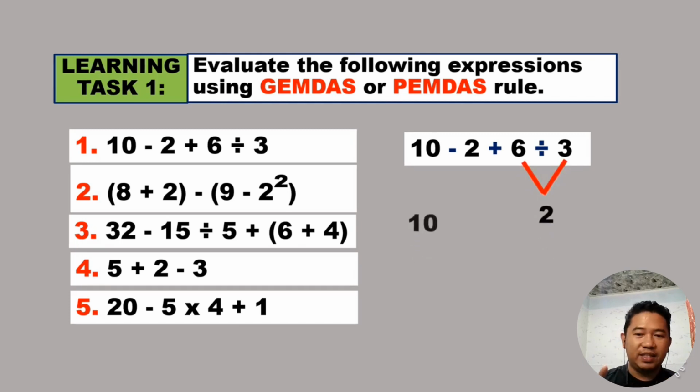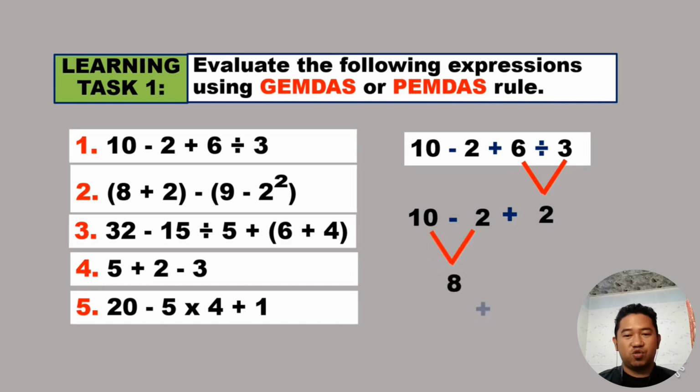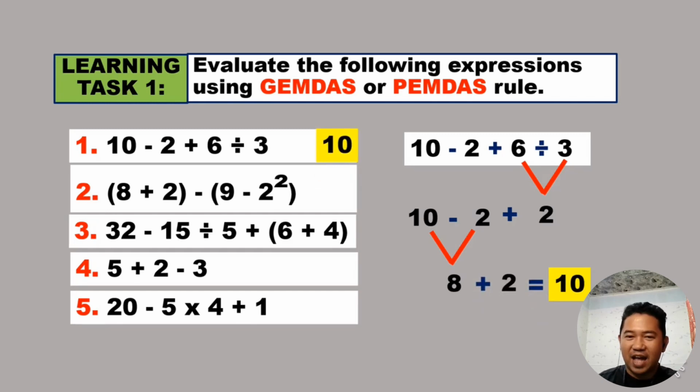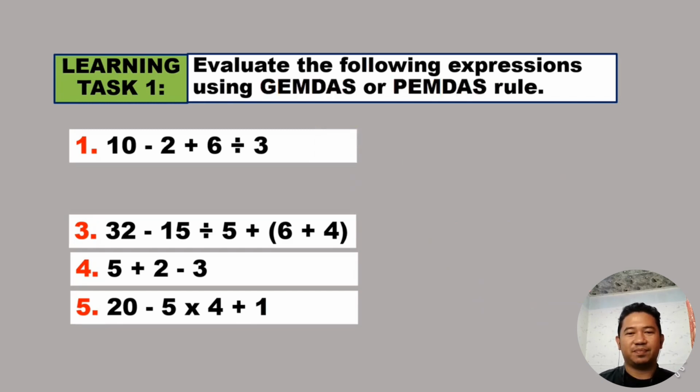Very good. So we will divide first. 6 divided by 3, that's 2. Then let's copy 10 minus 2 plus 2. Then what would be the next one? Any guess? Very good. So 10 minus 2, that's 8, plus 2. So 8 plus 2 equals 10. Very good. So that would be your answer.